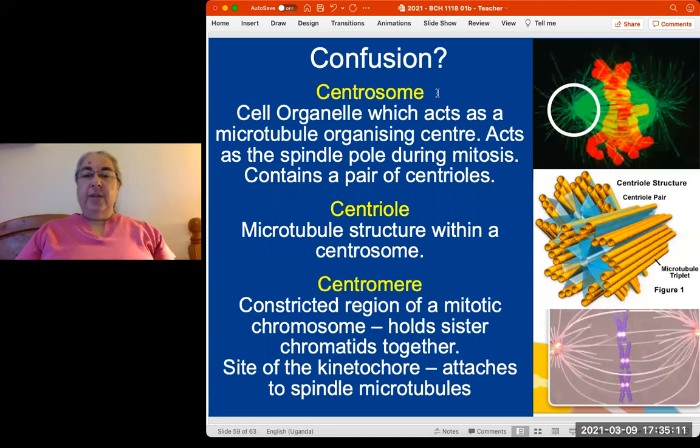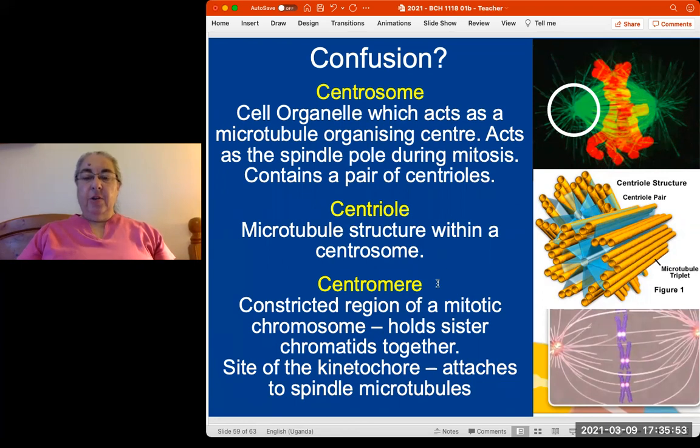And again, centrosome, centriole, and centromere, similar words, and all important in a similar process. So we'll look at these again when we look at cell division. But the centrosome is the cell organelle which acts as a microtubule organizing center. So this area where microtubules are organized is called the centrosome. And in the centrosome is a pair of centrioles. Okay, so that is the microtubule structure that we see.